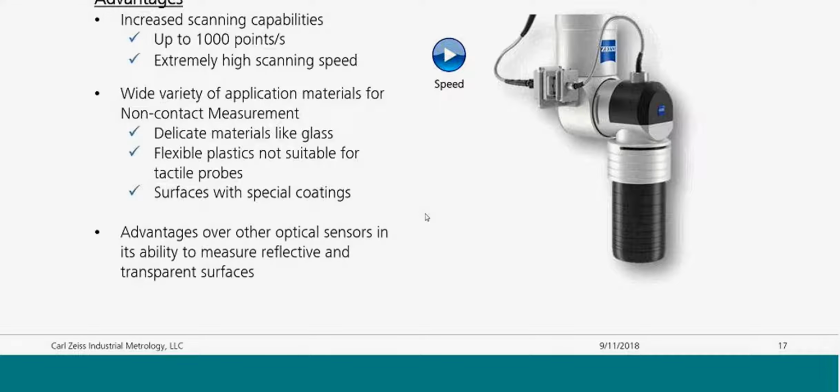And there's many advantages, especially when it comes to reflective surfaces, transparent surfaces. All of those you may think with traditional optical sensors such as a camera, you won't be able to see a very reflective surface or a transparent surface very well. With a white light sensor, you can do this no problem.